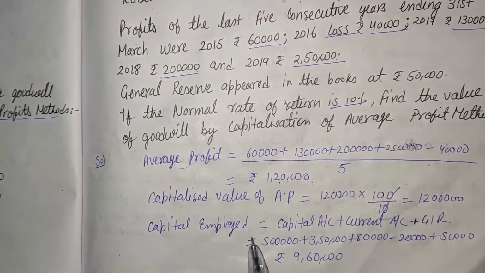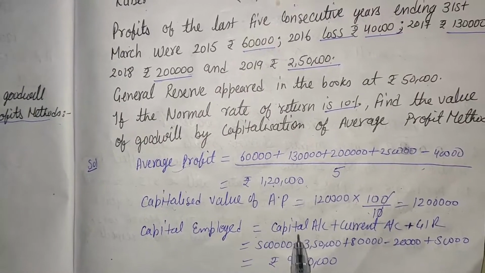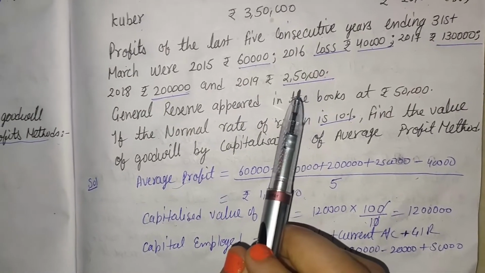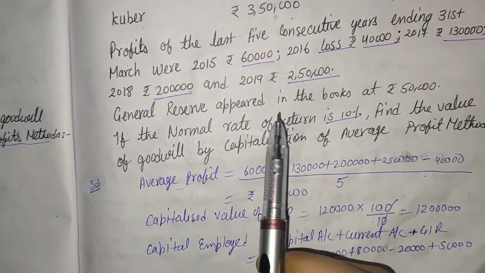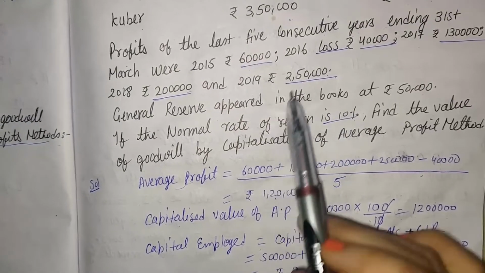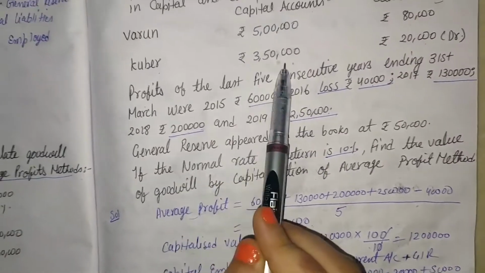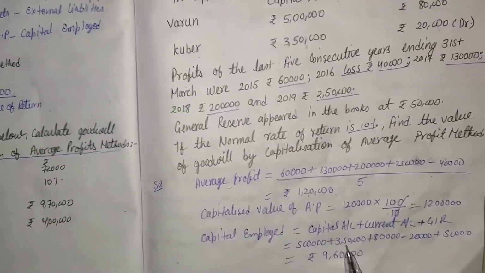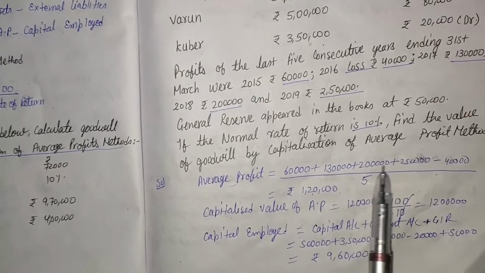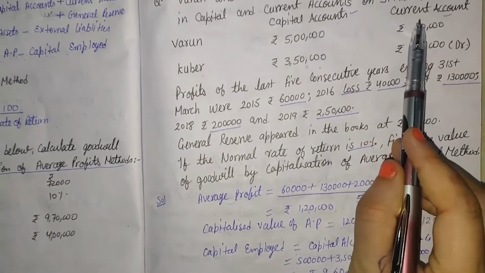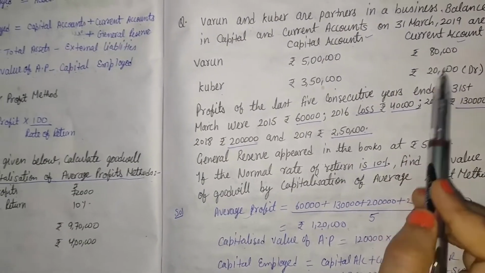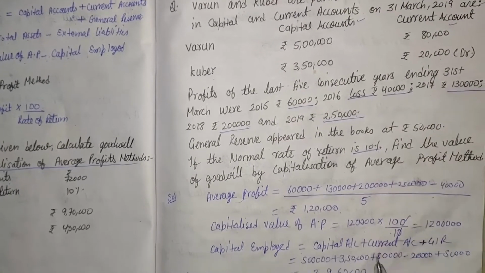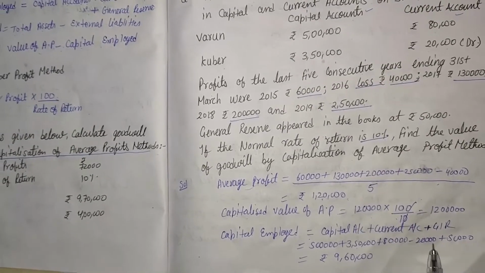First of all, the first formula of capital employed is assets minus liabilities, and there is no information about assets minus liabilities. So come to the second formula, that is capital account plus current account plus general reserve. Here capital account is given, that is 5 lakh plus 3,50,000. Now according to formula, capital account plus current account is also given in the question, that is 80,000 rupees minus 20,000, because that 20,000 is the debit balance. So here it is 80,000 minus 20,000.